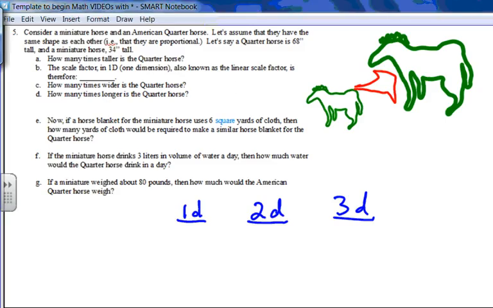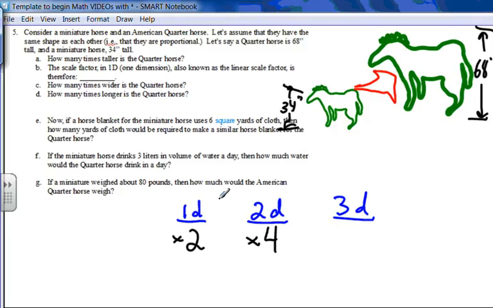For our horse, then, the miniature is 34 inches tall, whereas the American Quarter Horse is exactly twice that at 68 inches tall. That is a linear measurement. The large horse is 2 times greater. So everything in 1 dimension will be twice as big for the American Quarter Horse versus the miniature. And when you square that, everything in 2 dimensions will be 4 times greater.